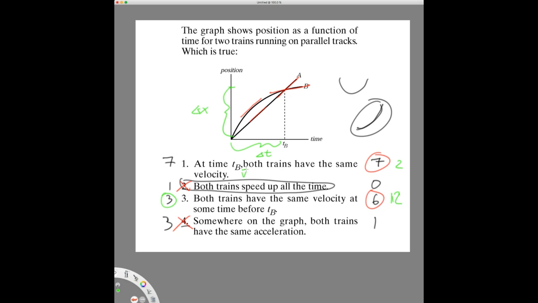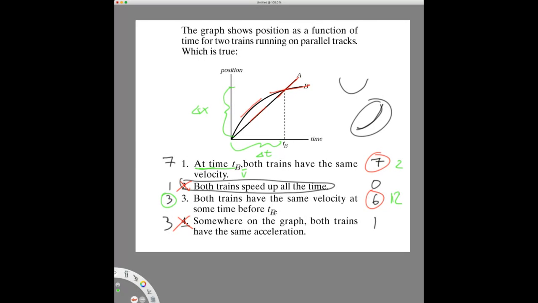And this would be absolutely true if the question is asking us about average velocity. And the fine print is that it says at time TB. So when it says at time TB, that's really implying instantaneous velocity. So that's the only thing that really invalidates number 1. If it just said they have the same velocity during interval TB, then 1 would be correct and 3 would also be correct, because what does 3 say? It says they both have the same velocity sometime before time TB.